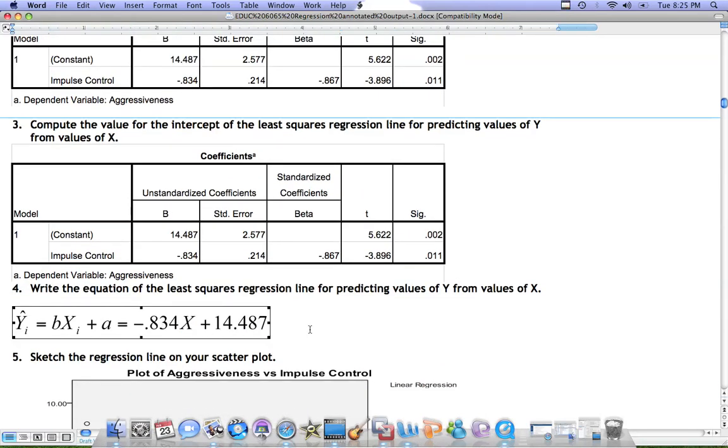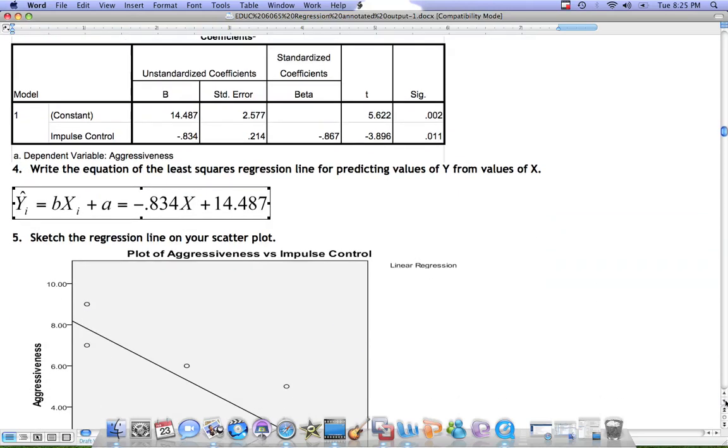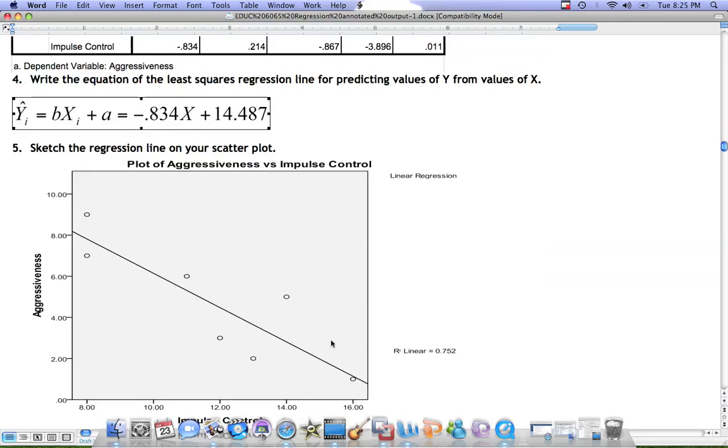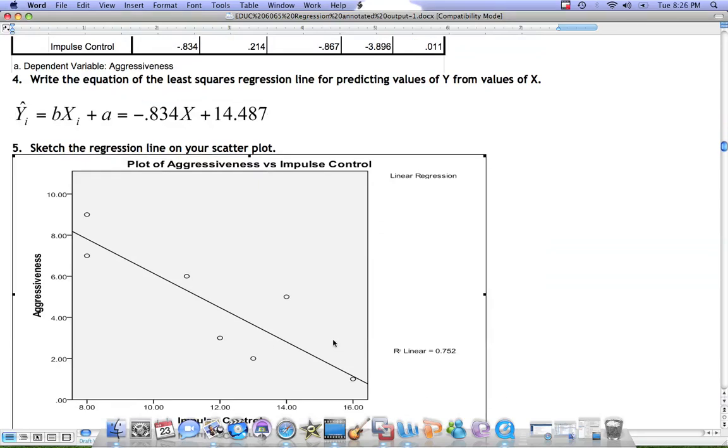The equation of the line is y hat, denoting that this is a regression line rather than a regular line, equals negative 0.834x plus 14.487. Next, we want to sketch the line on our plot. We have 2 options for doing so. One option is to use the function in SPSS that sketches the line right on the graph. The second option is to plot the points on our own.